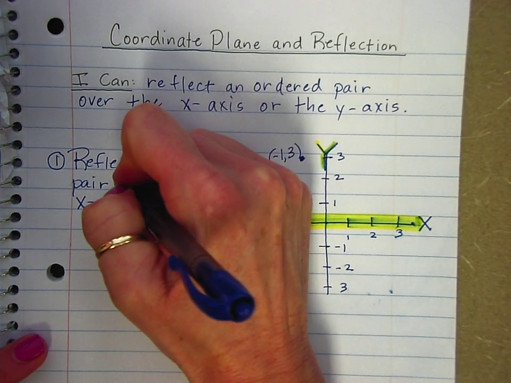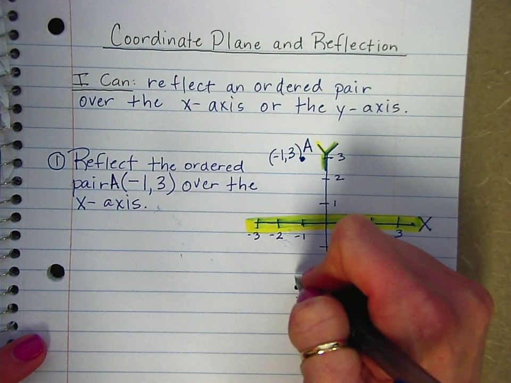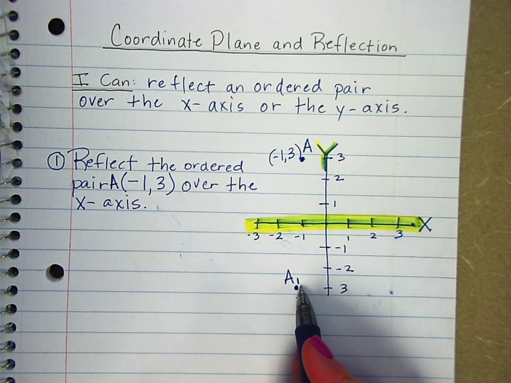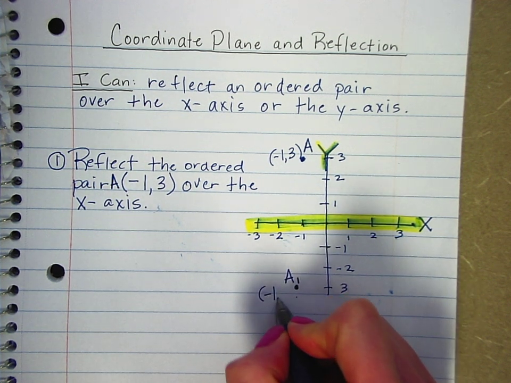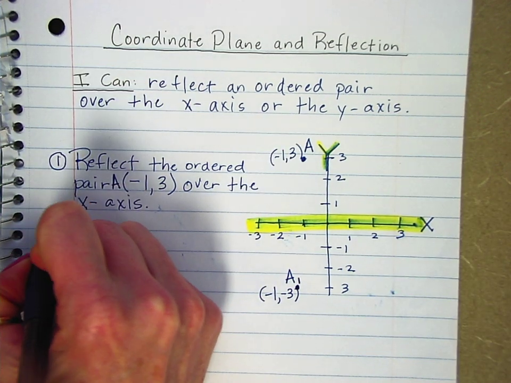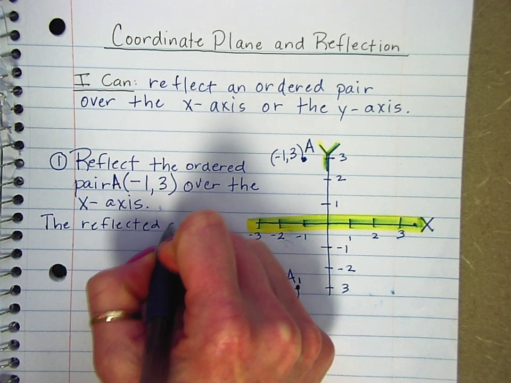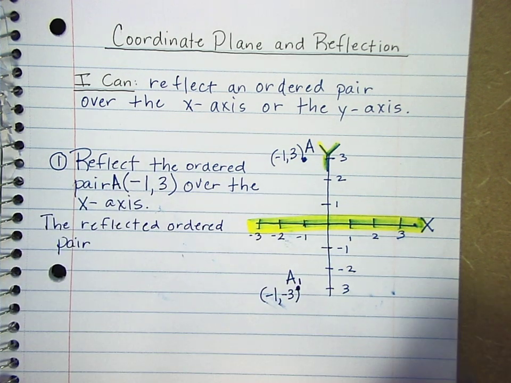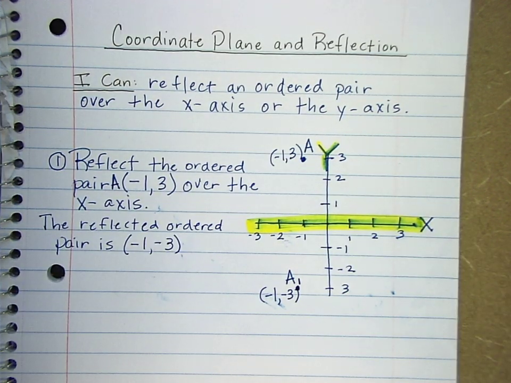Let's call this A. That is point A. So that when we reflect it, we label it correctly. They always put this little tick mark for the reflected ordered pair. So the reflected ordered pair would be -1, -3. Let's write that. The reflected ordered pair is -1, -3.